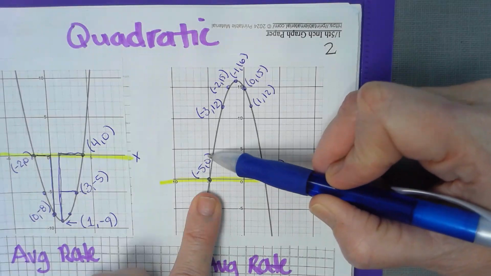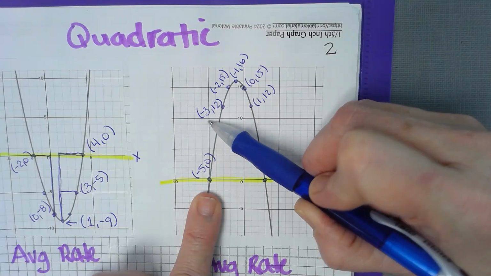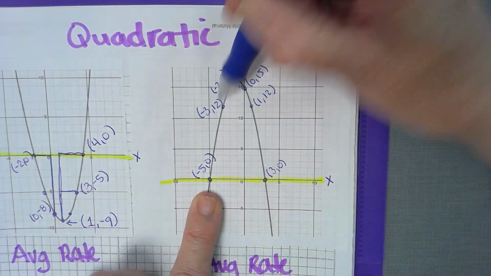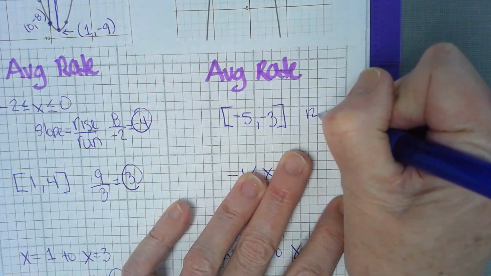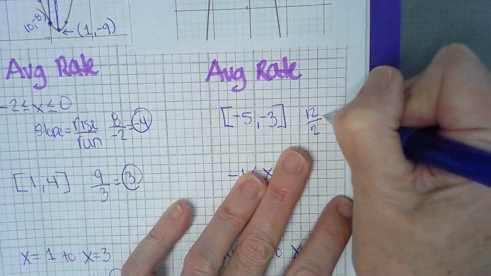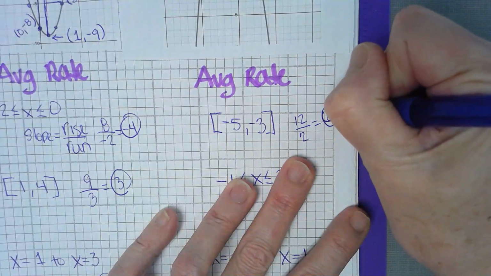1, 2, 3, 4, 5, 6, 7, 8, 9, 10, 11, 12, and right 2. I need double checking here. So rise 12, run 2. Slope is 6 here. Okay?